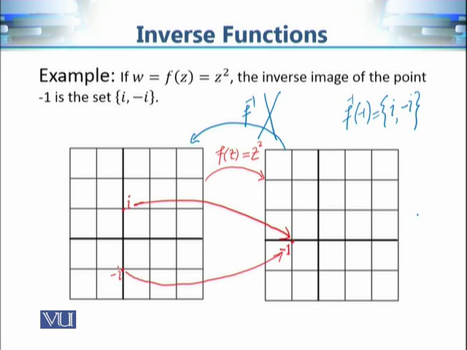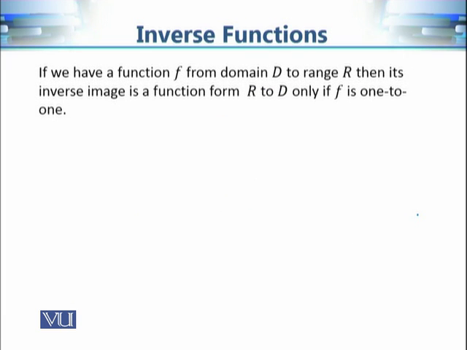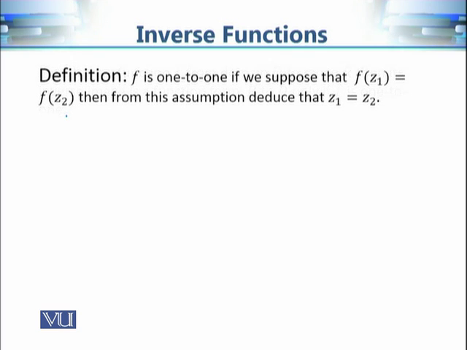Okay, so when we apply the reverse of f, we call such condition the one-to-one condition. So we say that a function is one-to-one if a unique point in the range gives us a unique point as inverse image. Precisely speaking, a function is one-to-one if we assume that f of z1 is equal to f of z2, where z1 and z2 are 2 points in the domain, and if this implies that z1 is equal to z2, then we say that the function is one-to-one.